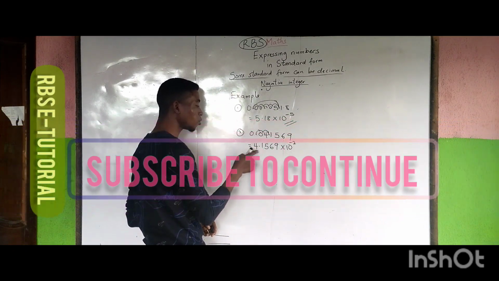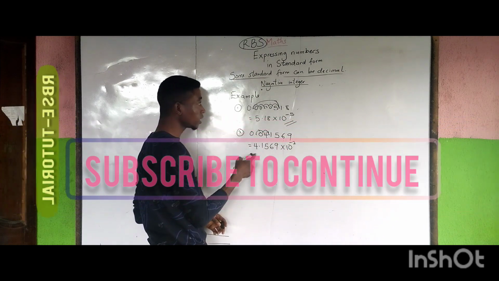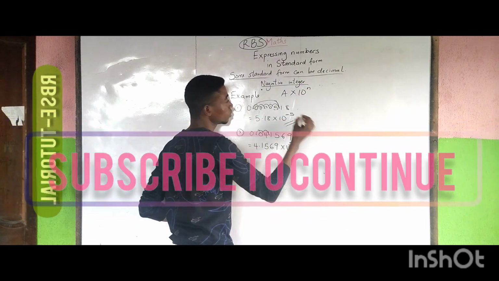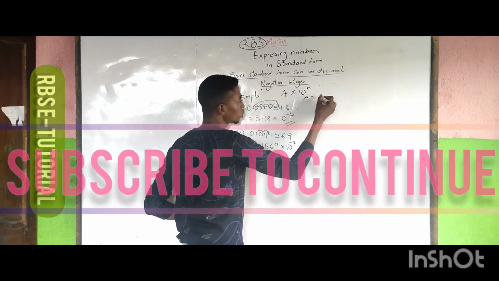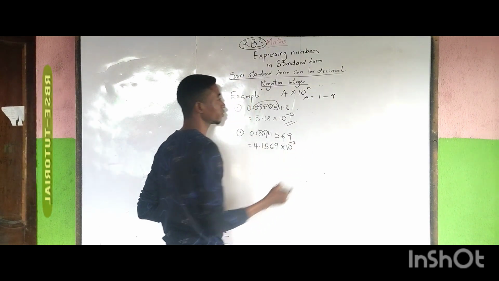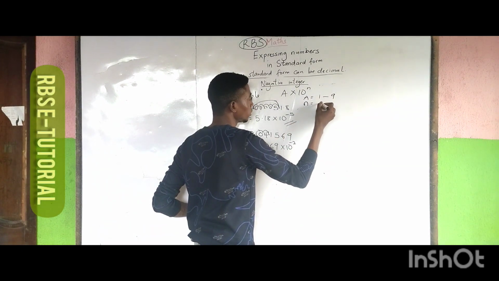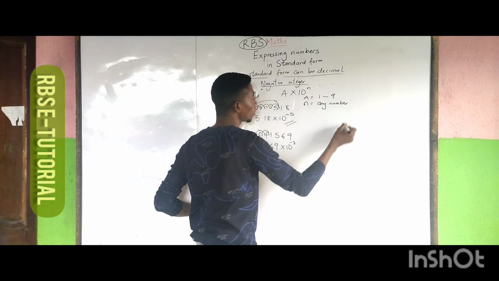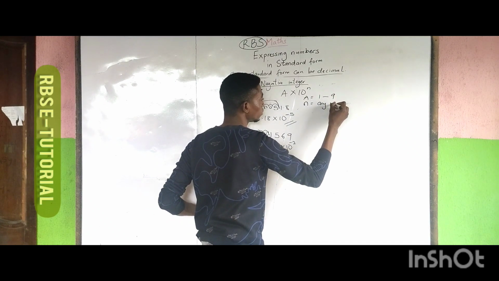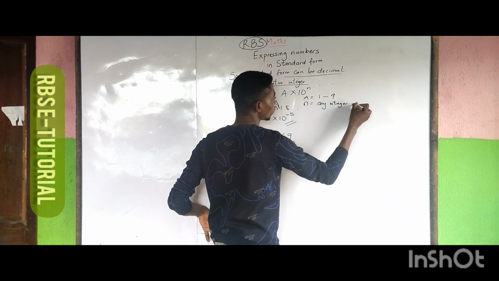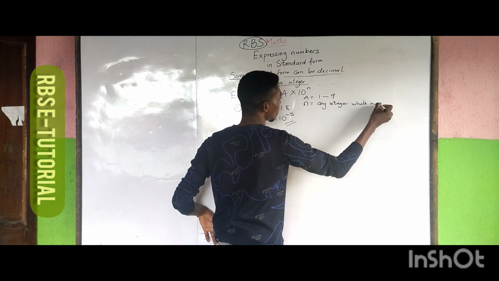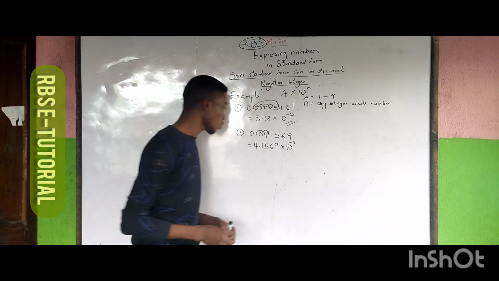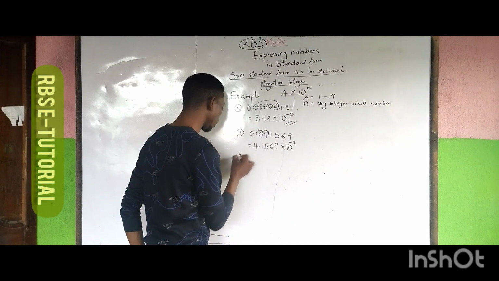You will see that this is still standard according to the format a times 10 raised to the power n, where a is 1 to 9 and n is any integer, any whole number. Let's do some other example.